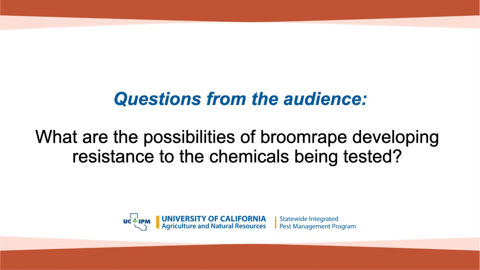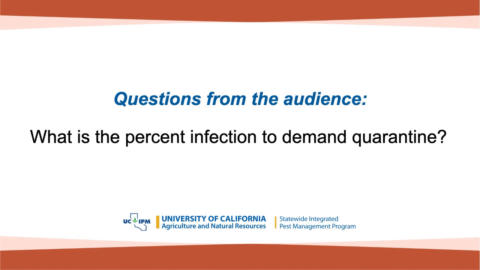All right, and the next one's from Susan. What is the percent infection to demand quarantine? Zero detection. Technically, if you have one broomrape plant, you're supposed to report it and quarantine that field. So there's not a threshold that you can live with. It's yes or no. That's what makes this such a problem. Most of the fields that I've seen that have had broomrape, you're talking about maybe a handful of plants. The field that we're working in is heavily infested, but for the majority, it's just one or two here or there. So there's no threshold at this point.